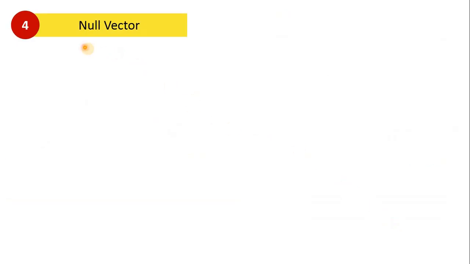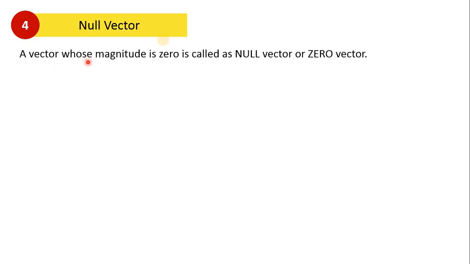Fourth definition: what is a null vector? As you know, null means nothing, means zero. So a vector whose magnitude is 0 is called a null vector or zero vector.